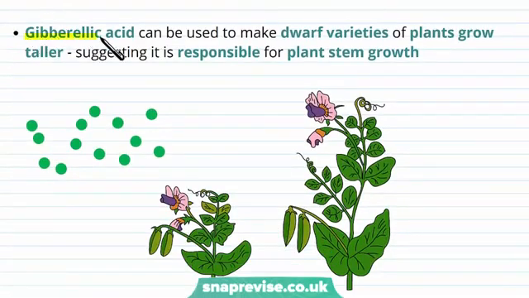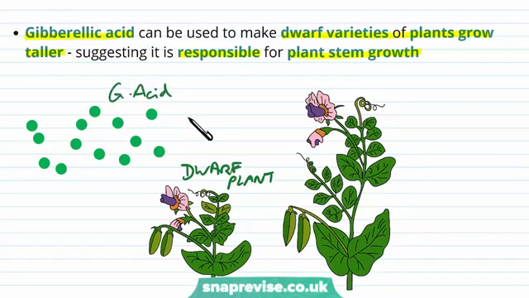The gibberellic acid can be used to make dwarf varieties of plants grow very, very tall. So the evidence shows that it's responsible for the plant stem growth and elongation. Certain plants are very, very small and we call them dwarf varieties, but when we apply the gibberellins or the gibberellic acid, then it can cause them to grow much taller and elongate the stem.